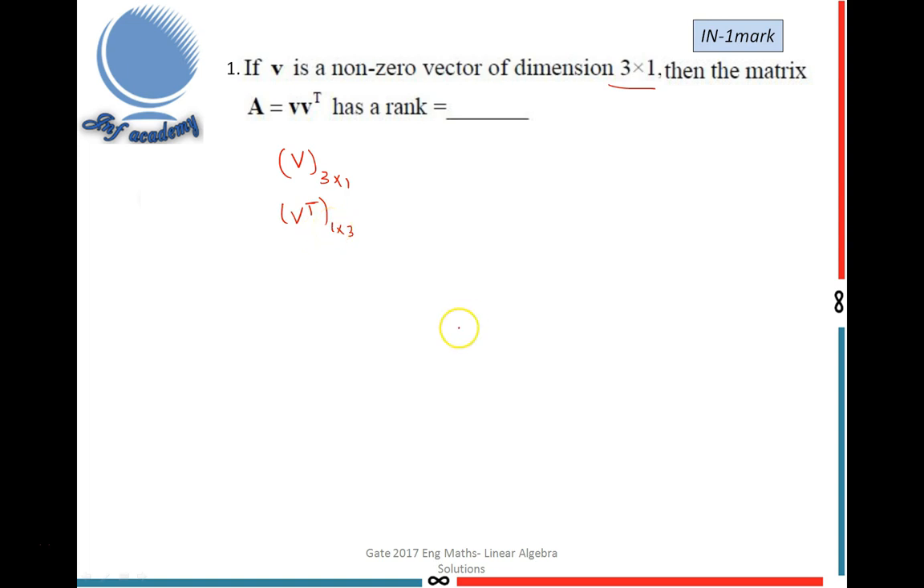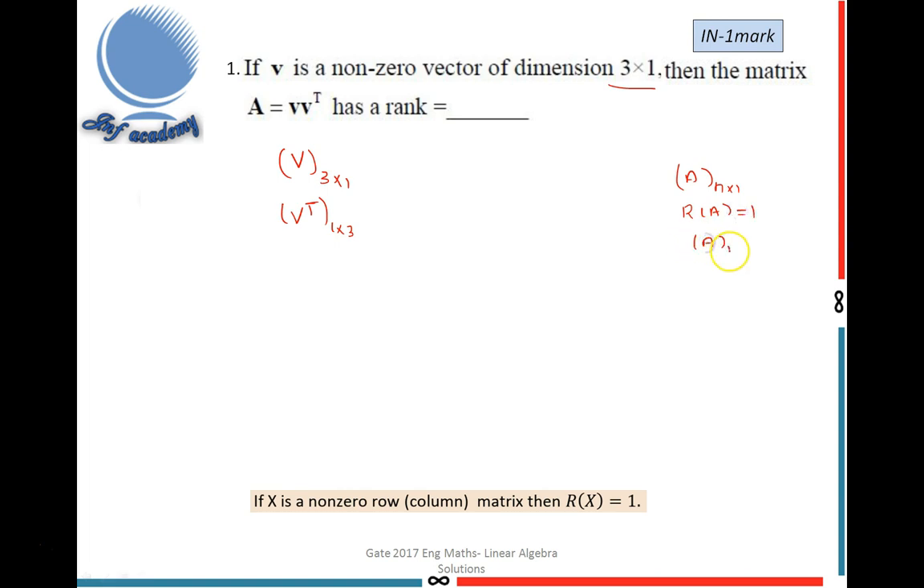Here I use one property of rank. You can find that property in this screen. If X is a non-zero row or column matrix, then R of X equal to 1. That means A is of order n by 1, this is a column matrix, rank of A equal to 1. Similarly, A is of order 1 by n, this is a row matrix, rank of A equal to 1. This is the result. By using that result, rank of V equal to 1 and rank of V transpose also 1 because V is a column matrix, V transpose is a row matrix.